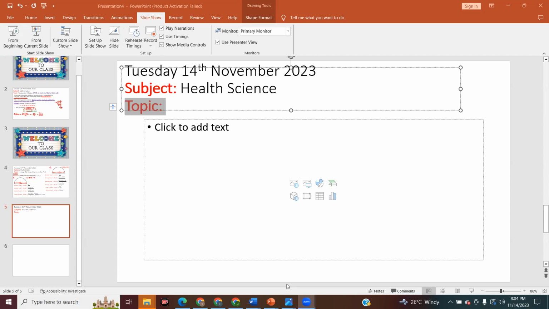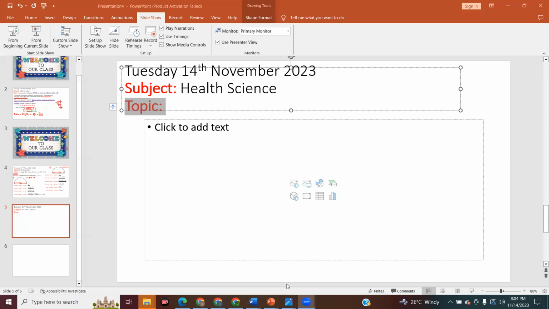Now, true or false? The genes are inside of the DNA. True. False. False. The DNA is not inside the genes. The genes are in the DNA. No, the DNA is inside the genes. The genes are not inside the DNA.